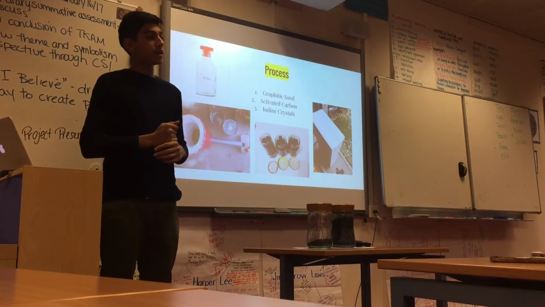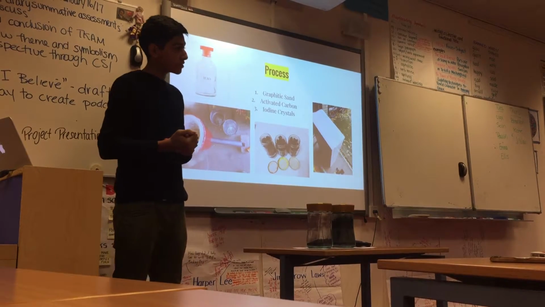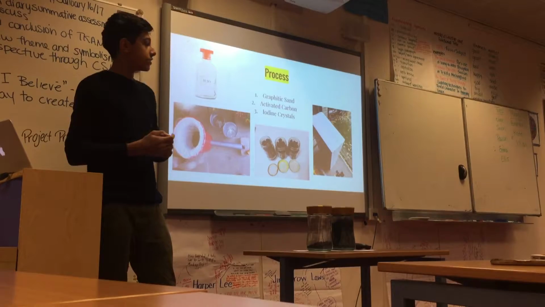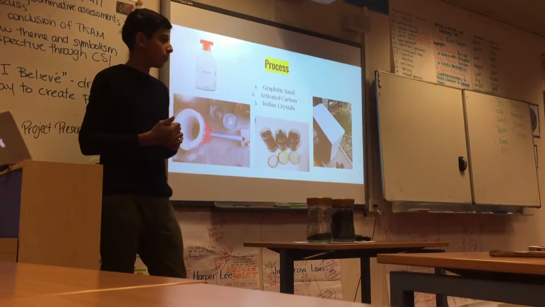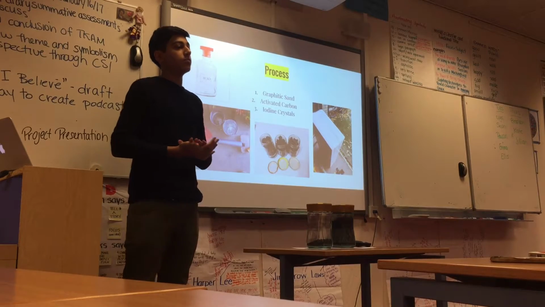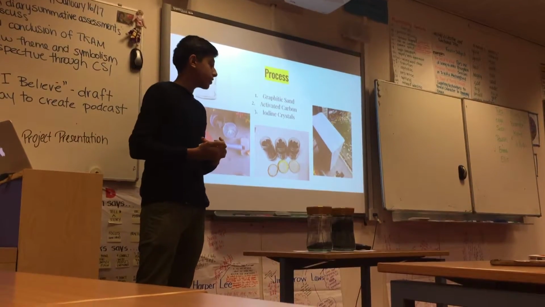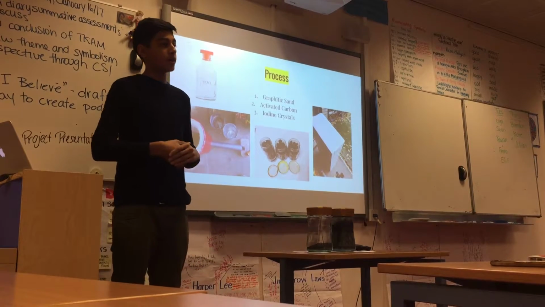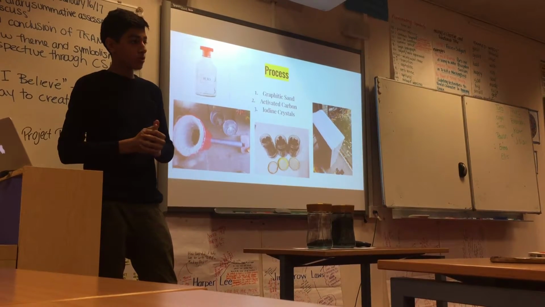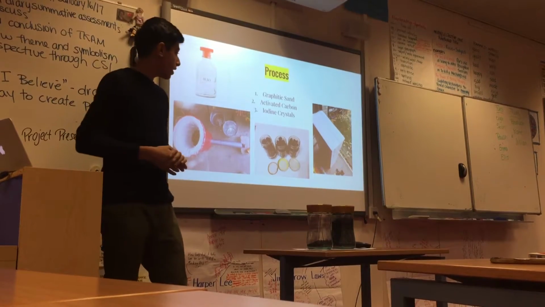In my water filter, I decided to make three things: graphitic sand, activated carbon, and iodine crystals. These three things would be able to make a compact water filter, but also effective. The iodine crystals would be able to kill any bacteria or pathogens. The activated carbon and graphitic sand would filter out any heavy metals, which are usually toxic to the human body and are very common in slum water.